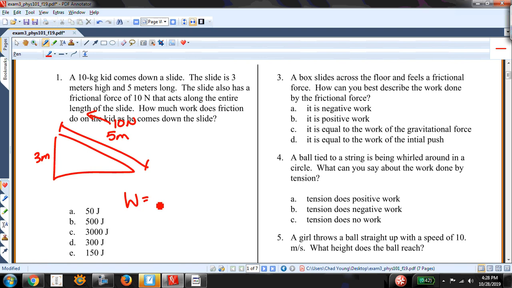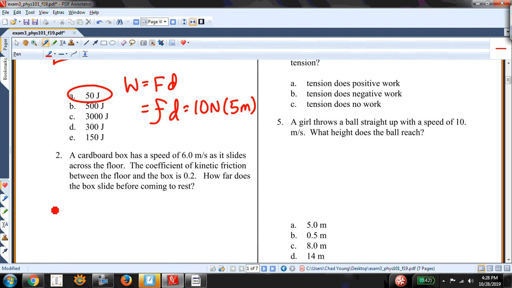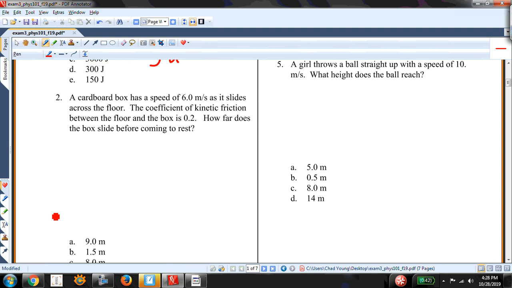Well, work is force times displacement. And in this case, that force is my frictional force times my displacement. It's going to be 10 newtons. It acts along a distance of 5 meters, so it's 50 joules. A cardboard box has a speed of 6 meters per second as it slides across the floor. The coefficient of kinetic friction is 0.2. How far does the box slide before coming to rest?